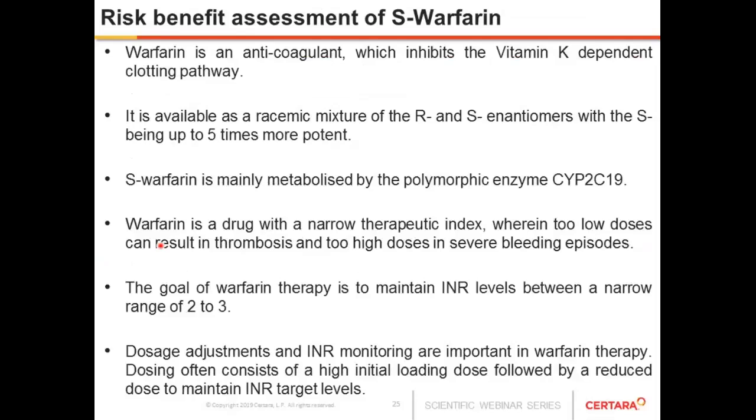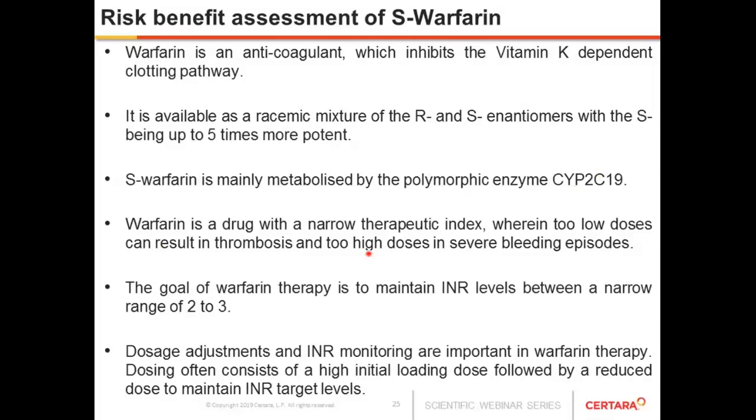So many of us know warfarin as a drug with a low therapeutic index. It's an anticoagulant. It is made up of a racemic mixture of R and S enantiomers, but the S enantiomer is actually the more potent one. The problem is that S-Warfarin is mainly metabolized by CYP2C19, and CYP2C19 is a polymorphic enzyme. By polymorphism, I mean that a significant number of the population do not express this enzyme. So when you give S-Warfarin to this population, they're unable to metabolize the drug, so they have a slower clearance of the drug.